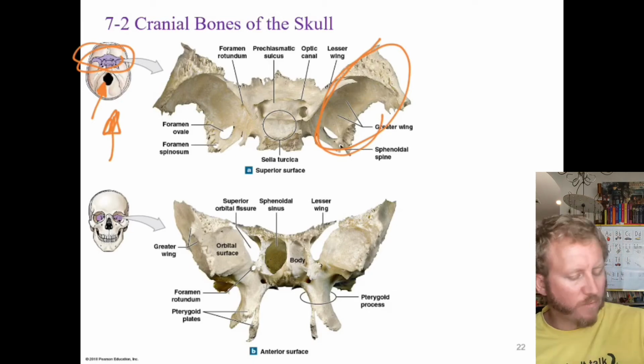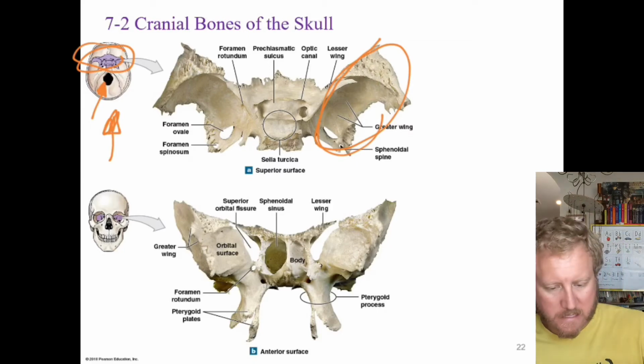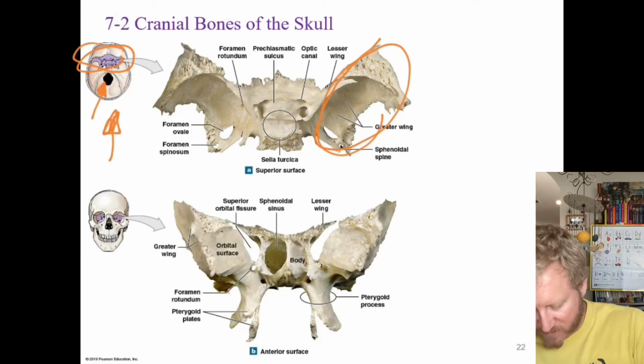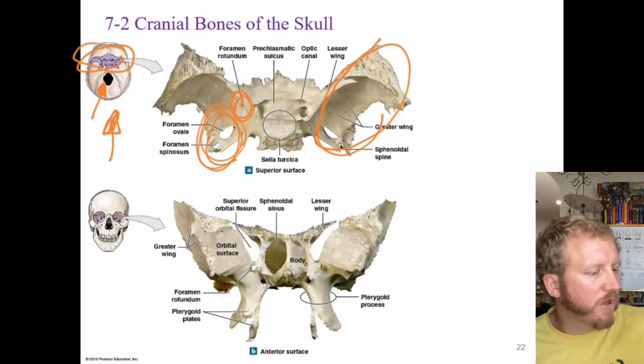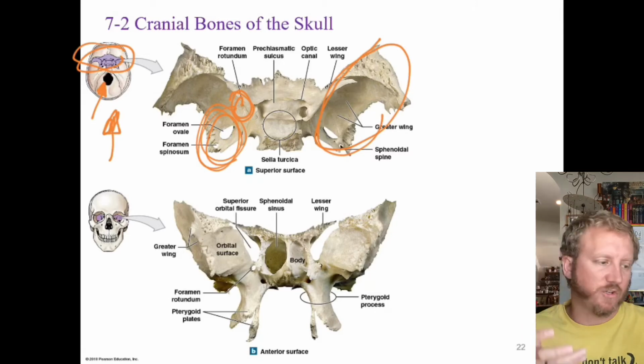The foramen that we need to know about are the foramen rotundum and the foramen ovale. The foramen ovale is the biggest one that we need to know about, so it's right there. The foramen rotundum is right there. And those allow access for blood vessels and nerves from the brain to the face and the jaws.